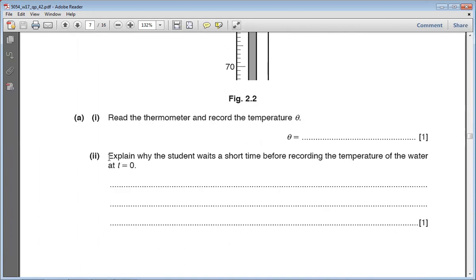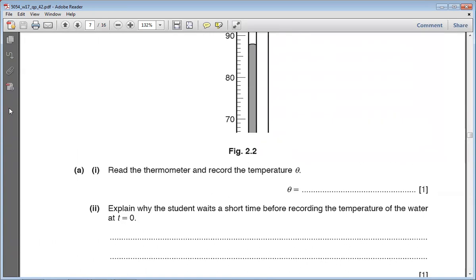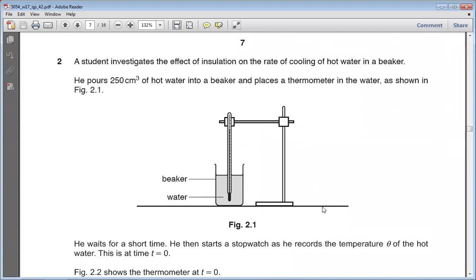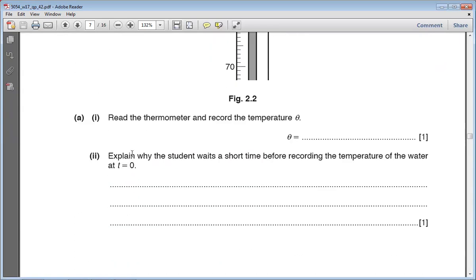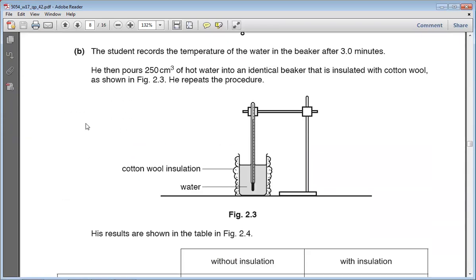Then he says, explain why the student waits a short time before recording the temperature of the water at t equals to 0. You see, when you have poured hot water into this beaker, you do not immediately start your stopwatch and note down the temperature, because you allow some time. You allow enough time that the thermometer starts showing the maximum temperature. So it takes some time. So you wait for some time so that the thermometer starts showing the temperature of the hot water, because the thermometer will take some time to respond to that hot water.